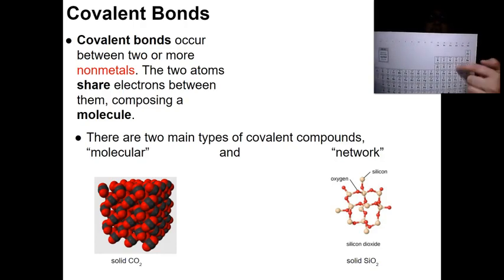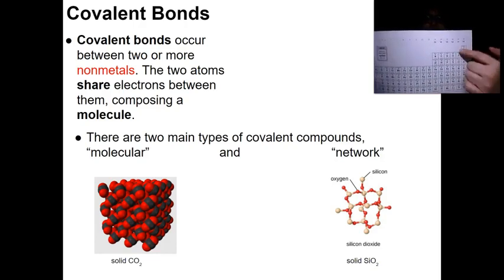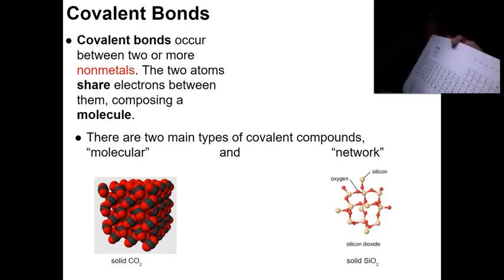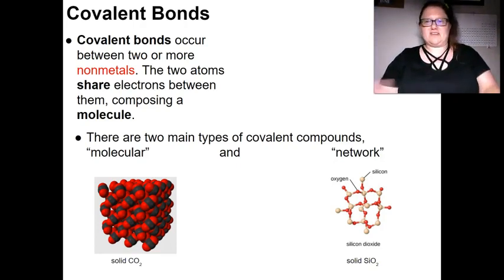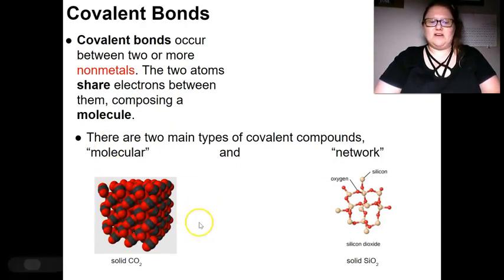So we don't have as many elements to choose from. When we were able to use the metals, we could use most of the table, but now we're restricted to the elements just up in this top right corner, group 5, 6, 7. And so what can we form with that? Well, the molecular that we see here on the left, that's carbon dioxide.